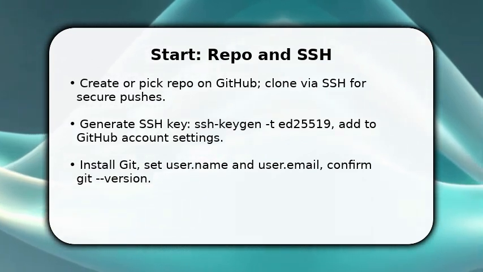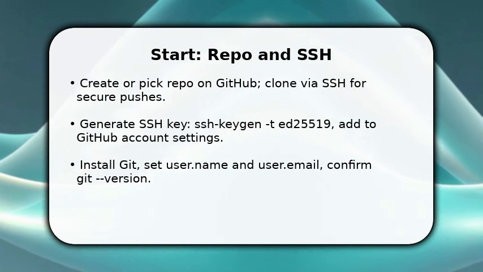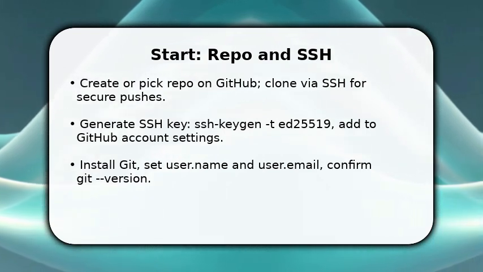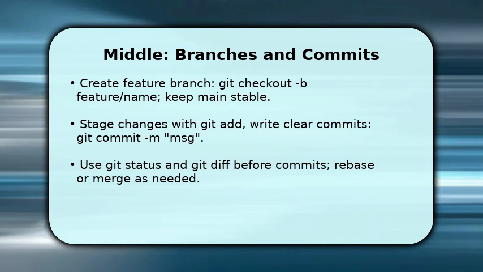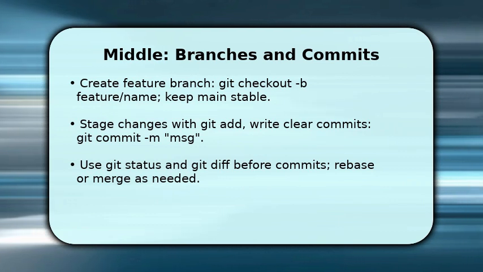Now that authentication and local identity are set, move to creating and editing code. You'll create a feature branch and iterate locally. Switch to a descriptive branch with git checkout -b feature/name so main stays stable. Make edits, then stage with git add and write focused commit messages using git commit -m. Describe what changed. Use git status and git diff to inspect your work.